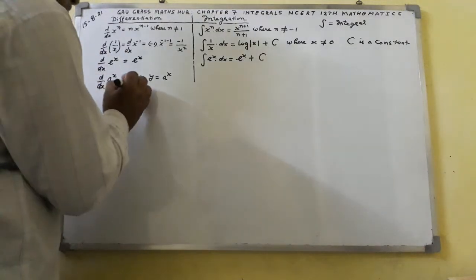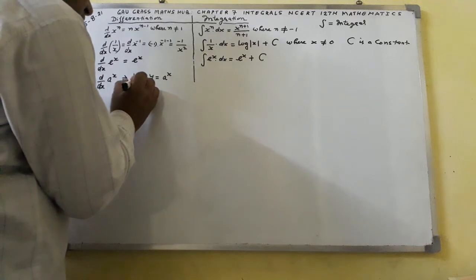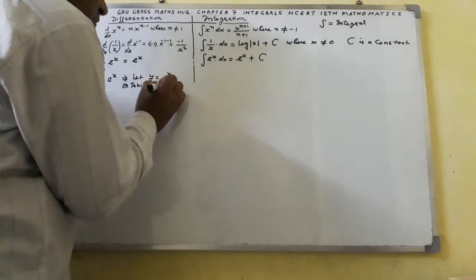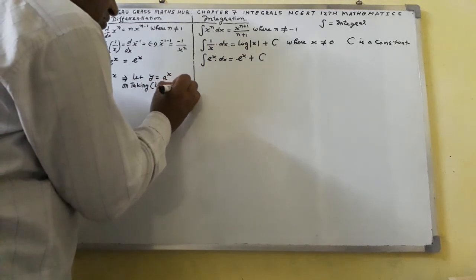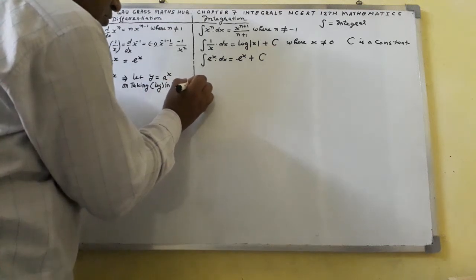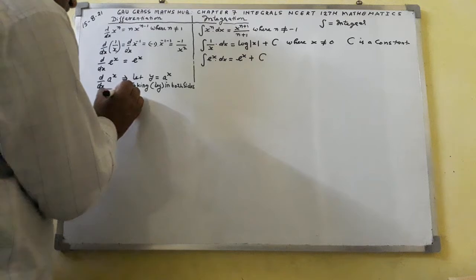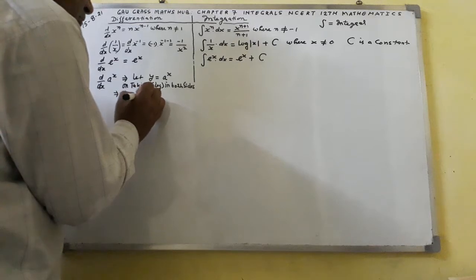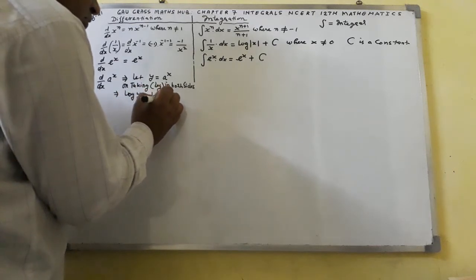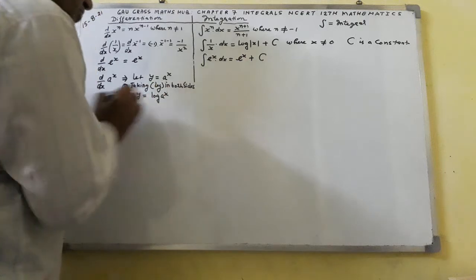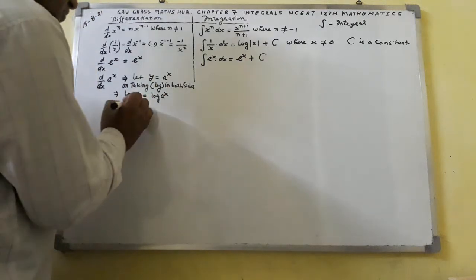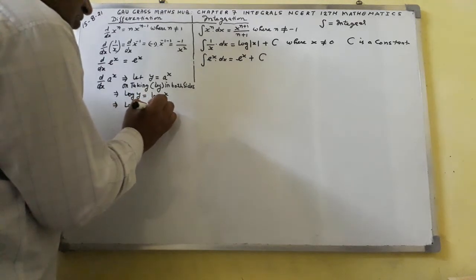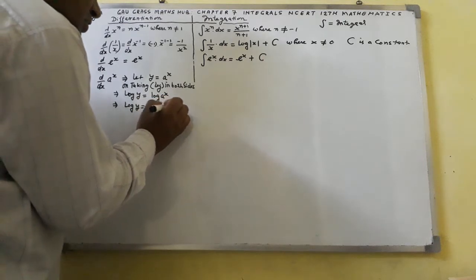Now solve this one on taking log in both sides. We shall get log y equal to log a raised to the power x. You will get here log y equal to x dot log a.